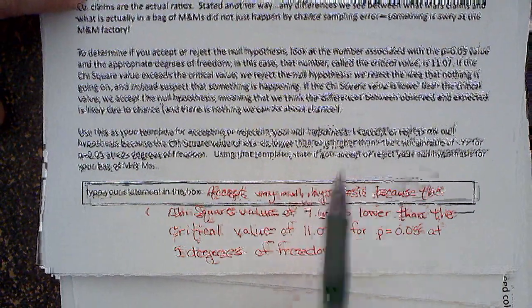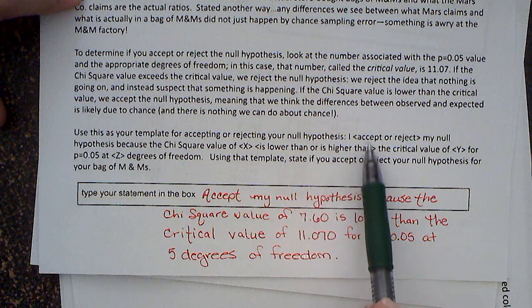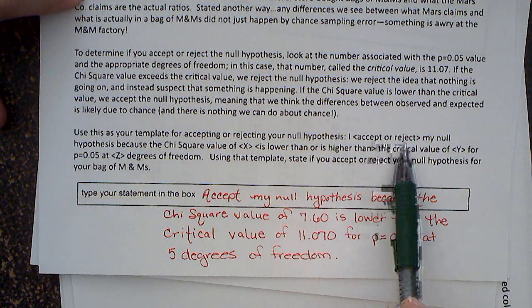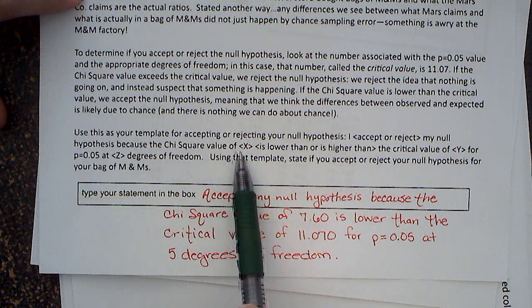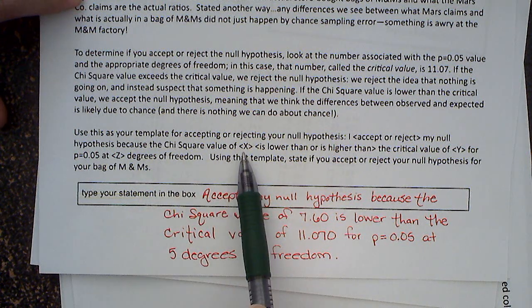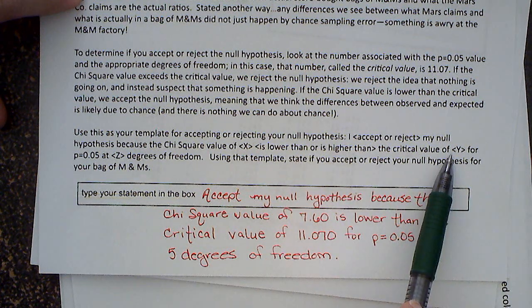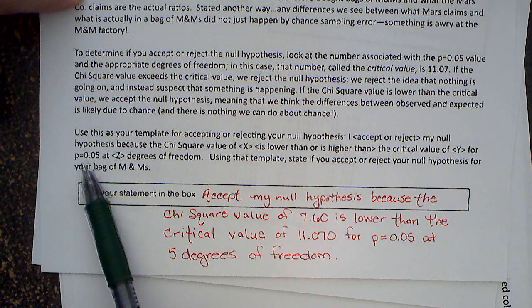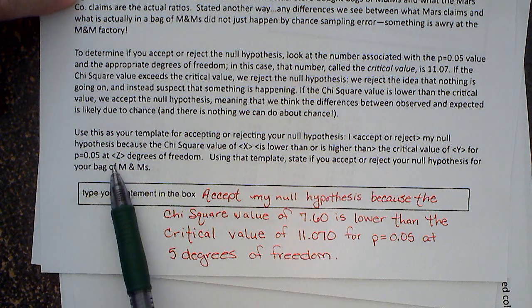All right, so then in the last box, I gave you a template to use that you can use word for word, just putting in your information. I accept my null hypothesis because the chi-square value of 7.6 is lower than the critical value of 11.07 for P equals 0.05 at 5 degrees of freedom.